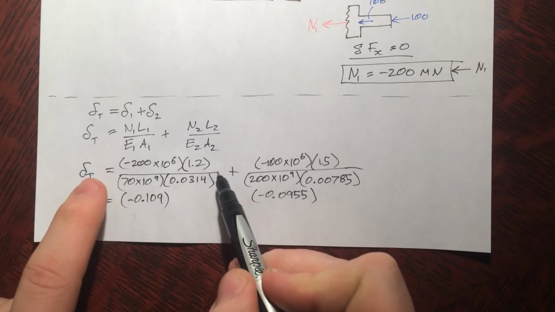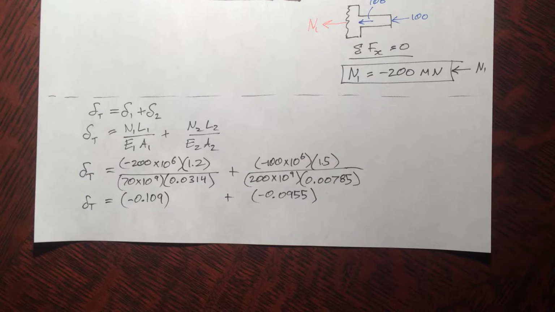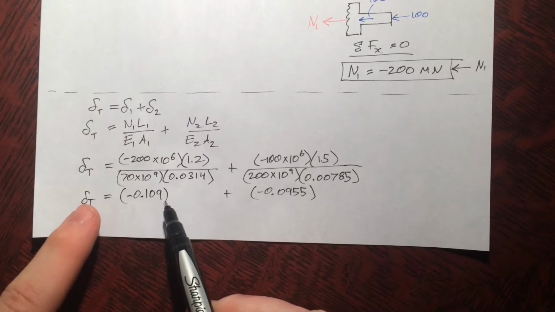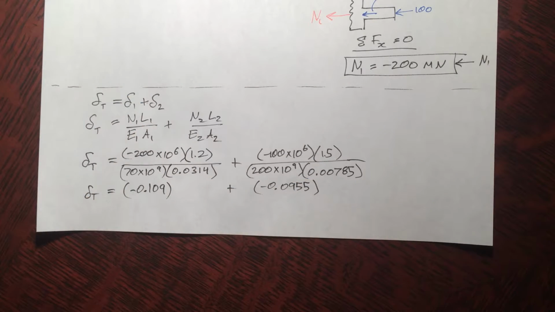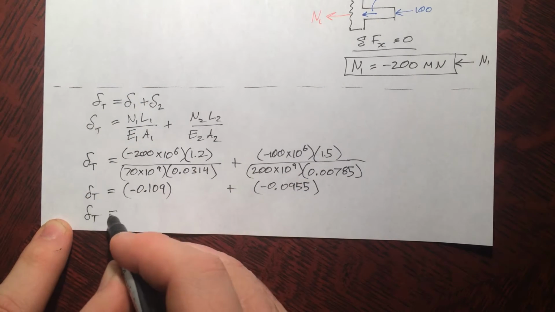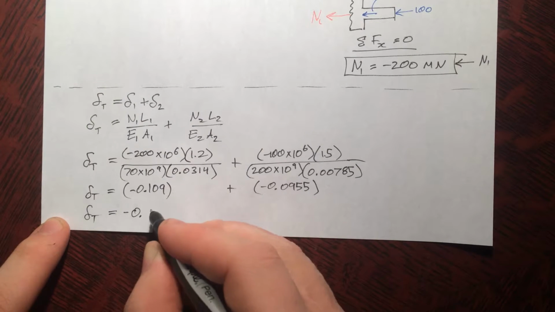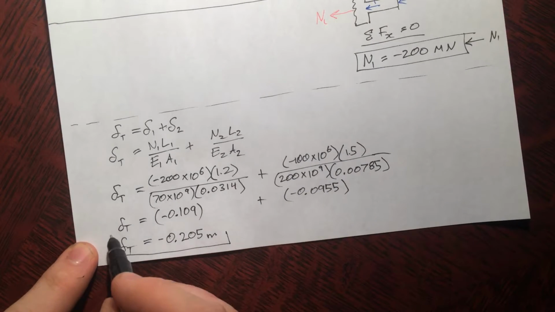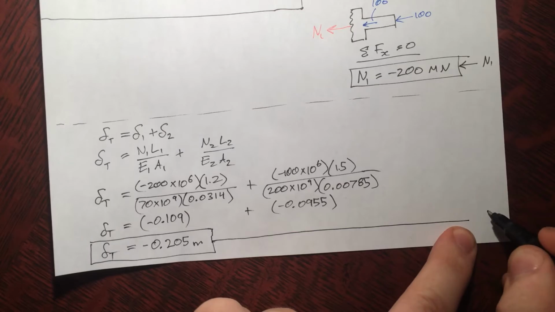Alright, now you see how I've calculated this set, I've collapsed it down to one number, this set, I've collapsed it down to that number. That makes it easier later when we want to calculate the elongations at different points. Because we know delta 1 is this, and how much delta 2 is elongated is this. Then delta total, you can just add them up to find the total elongation. At the very end of the bar, it turns out to be negative 0.205 meters. Alright, let's just box that off. There we go. Delta total.